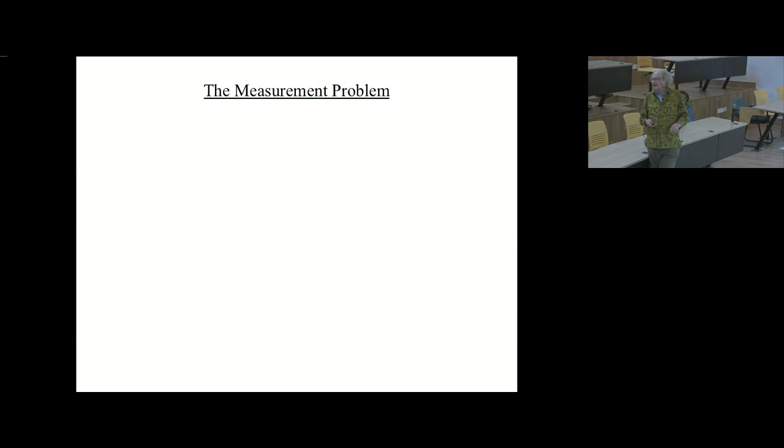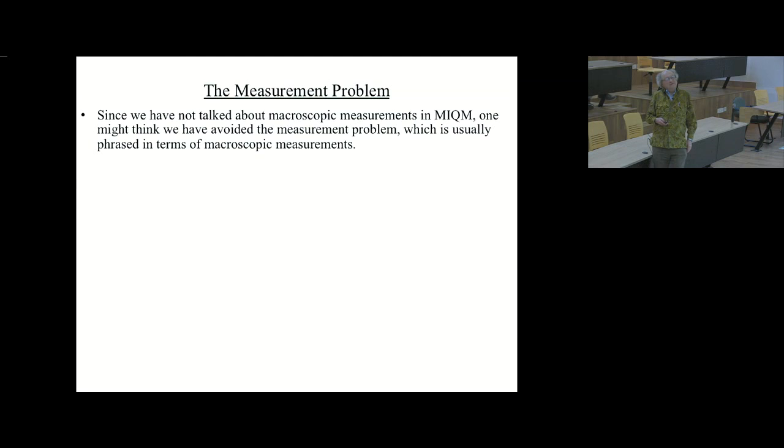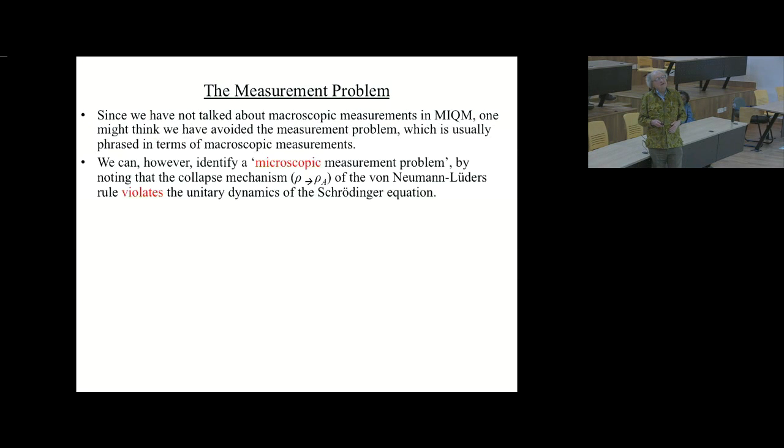So now let's ask, what is the measurement problem? We haven't talked about macroscopic measurements. This is all microscopic. This is all within the system, no matter how small. We did it for a single spin. So since there are no measurements in the traditional sense, no measurement devices, one might think we've avoided the measurement problem, because it's usually phrased in terms of macroscopic measurements.